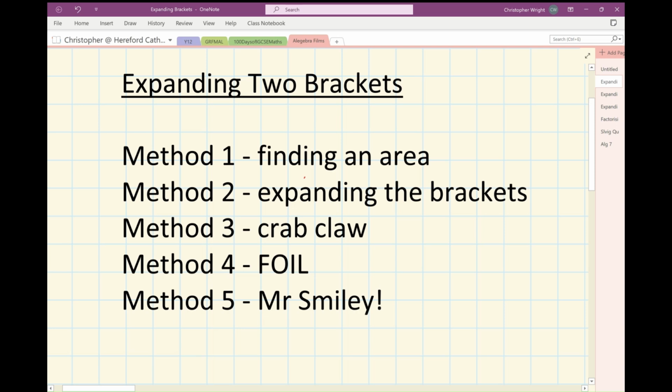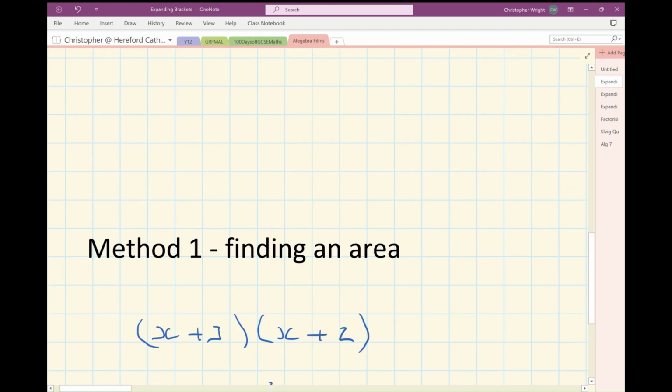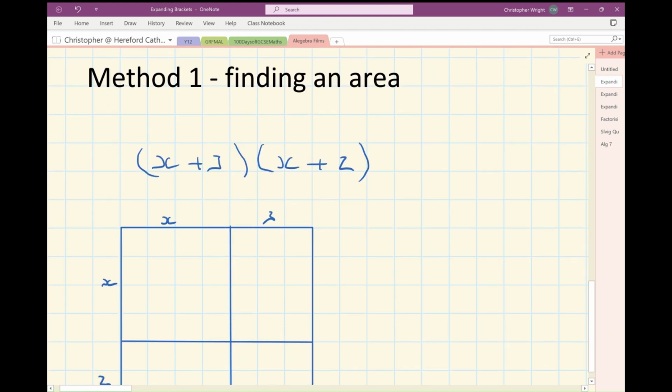In this film, we're going to look at how to expand two brackets. And I'm going to look at 5 methods. I'm sure you'll find the method that works best for you. Method 1 is to think of my two brackets as being the dimensions of a rectangle.